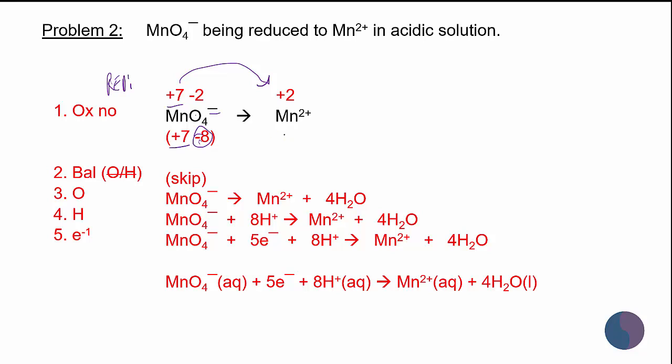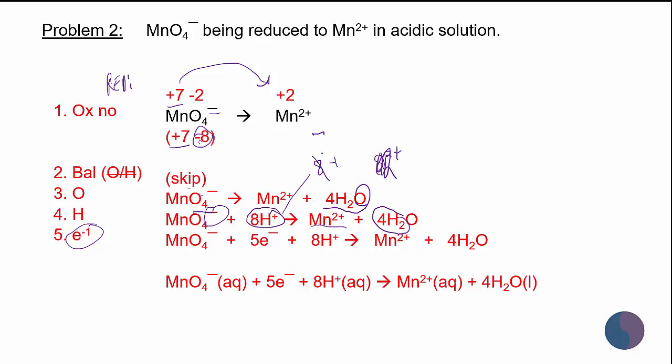So the elements are balanced, so we can actually skip part 2. Part 3, we're balancing the oxygens. There's 4 there, so we need 4 waters to balance for the oxygen. Now we balance for the hydrogens. It's a total of 8, so we put 8 H pluses. Now we balance for electrons. So this adds up to a total of 8 plus, and this one only adds up to 2 plus.